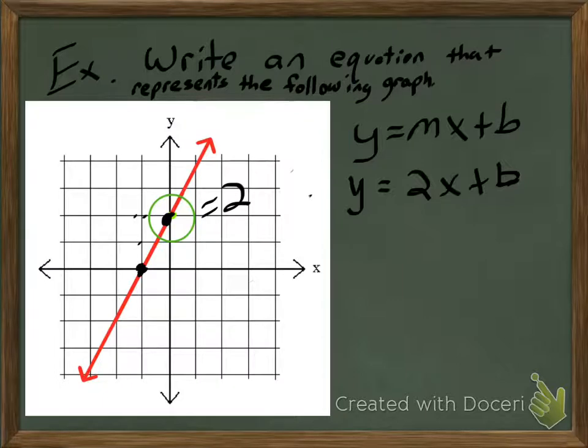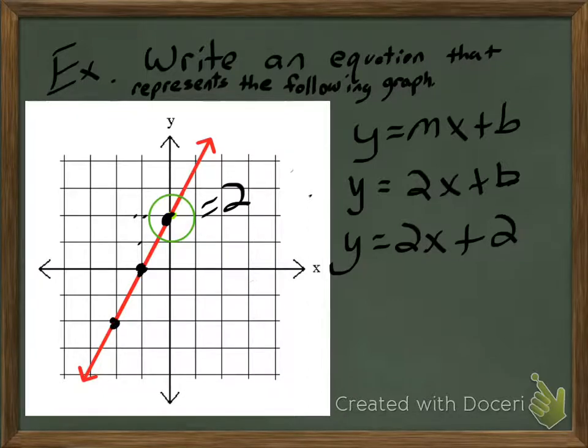So that means my b equals 2. My y-intercept is 2. That equation represents that line. Here, let me show you something. This line also crosses right here at this point.